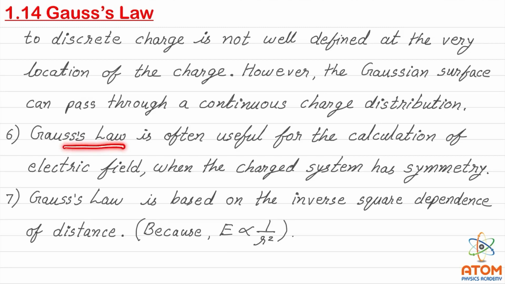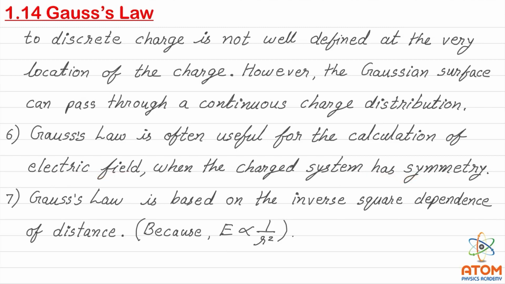Next, Gauss's law is often useful for the calculation of electric field when the charge system has symmetry. After this topic, we are going to see application of Gaussian law, in which we will find electric field of a system which is having some symmetry. Let us say some charged wire, some charged sphere, and so on. So, this Gauss's law is often useful for calculation of electric field when the system is having some sort of symmetry.